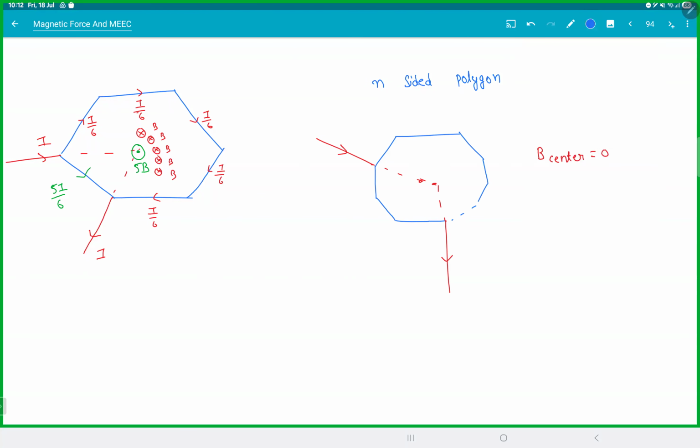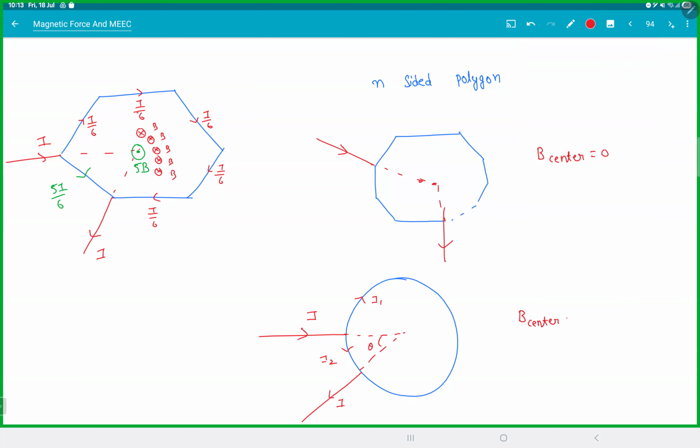You can extend this even more to a circle, because a circle is an n-sided polygon where n tends to infinity. So if the current enters here and leaves from here, the currents will distribute in such a way that B at the center is 0. Pretty good result to remember. Again, works only for regular polygons. Clear with this? I showed you for a triangle, but I can show this for anything. The current will always redistribute in such a way that they cancel out at the center.